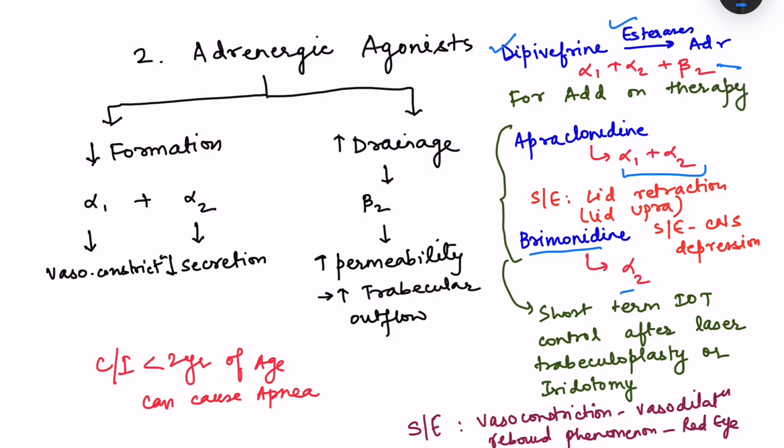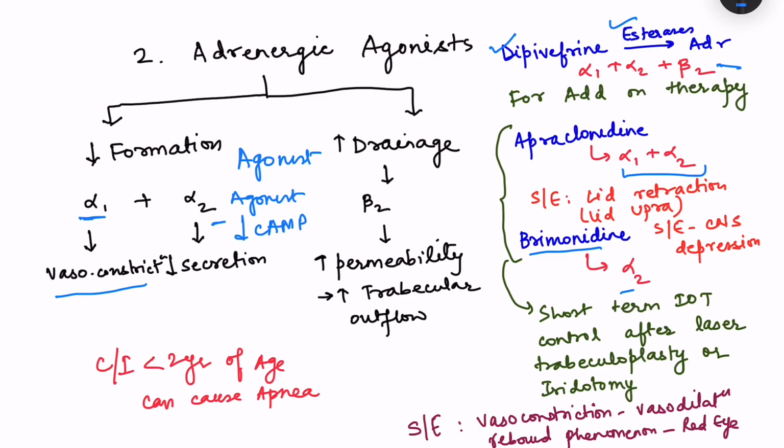So how does it act? Basically by acting on alpha 1 and alpha 2 receptors. Remember, this is an agonist. If it acts on alpha 1 receptors, it will cause vasoconstriction. We have seen alpha 1 receptors are present in the blood vessel. It is going to cause vasoconstriction, so it is going to decrease the aqueous humor formation. When it acts on alpha 2 receptors, this being an agonist, it is going to decrease cAMP.